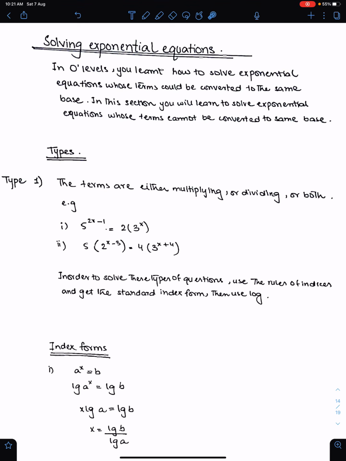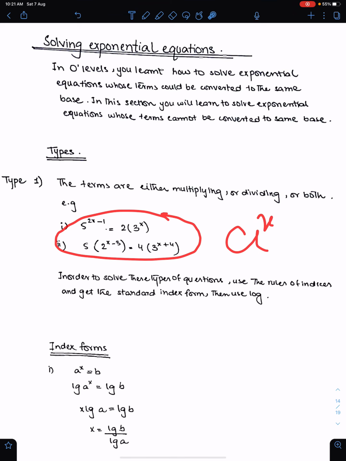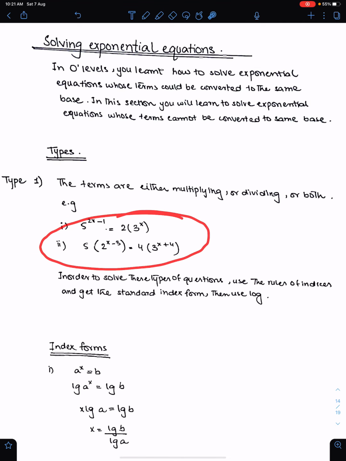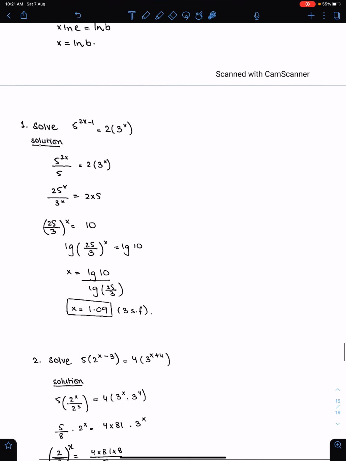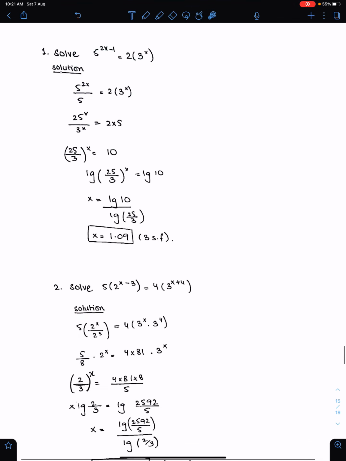So in order to solve these types of equations, use the rules of indices and get the standard index form, a power x is equal to b. Get this form and then use logs on both sides. This is the way to solve these types of equations. Let's understand how to solve these types of equations.